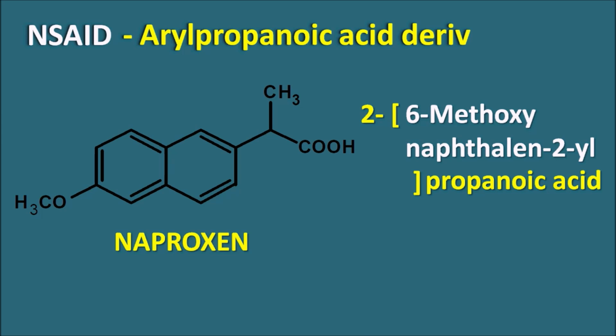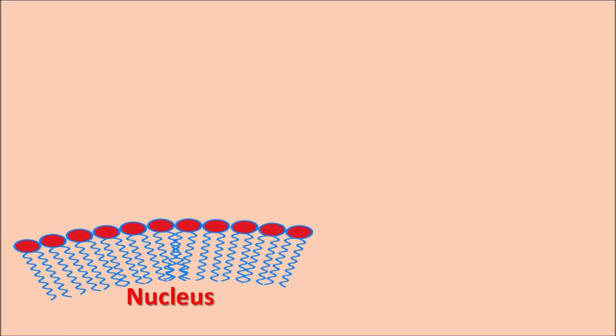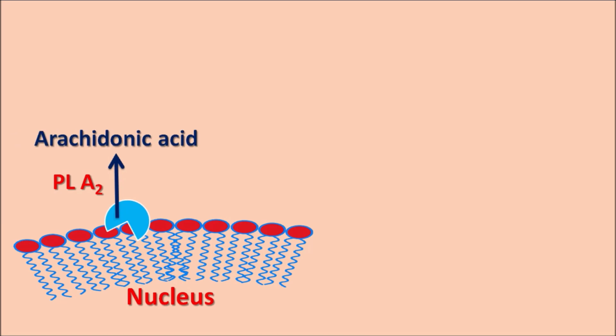Now let us see how this Naproxen acts as an analgesic, anti-inflammatory and as well as antipyretic agent. So within the cell, the nuclear membrane is composed of phospholipids. These phospholipids are going to be cleaved by one of the enzymes, phospholipase A2. Now this phospholipase A2 will cleave this membrane such that it is going to release one of the important mediators, that is arachidonic acid. This arachidonic acid is a C20 fatty acid which is responsible for the generation of so many types of mediators.